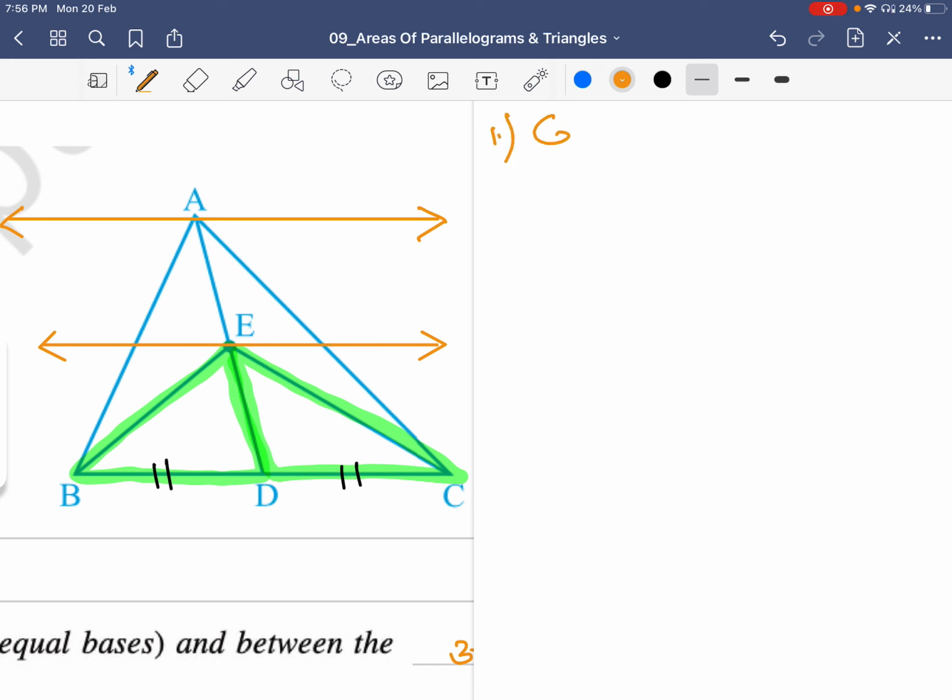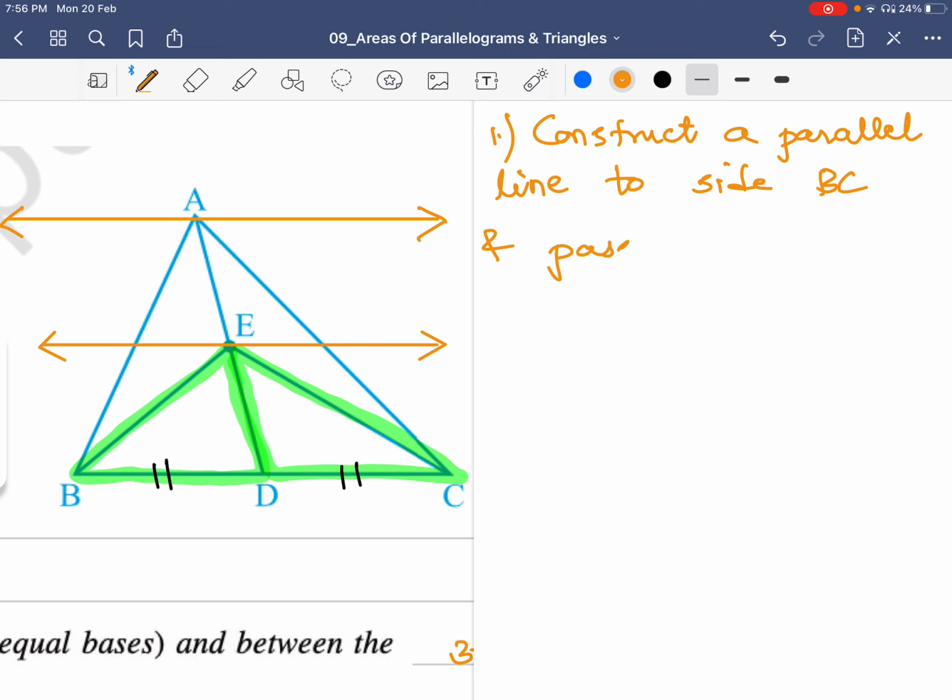So point number 1, construct a parallel line to side BC and passing through point E. Okay, so that important construction is done. Now our actual theorem or our actual discussion starts.